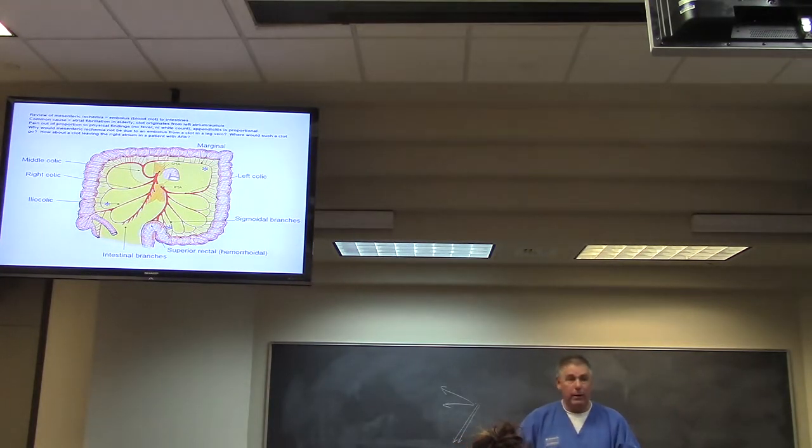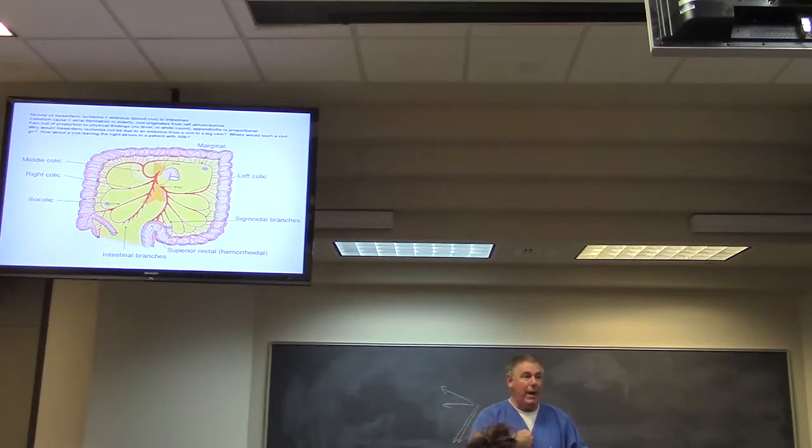Right? Everybody understand that? If you had a patent foramen ovale, you get a DVT coming up, enters your right atrium, crosses over to your left atrium, left ventricle, boom, it's out now into your intestines.